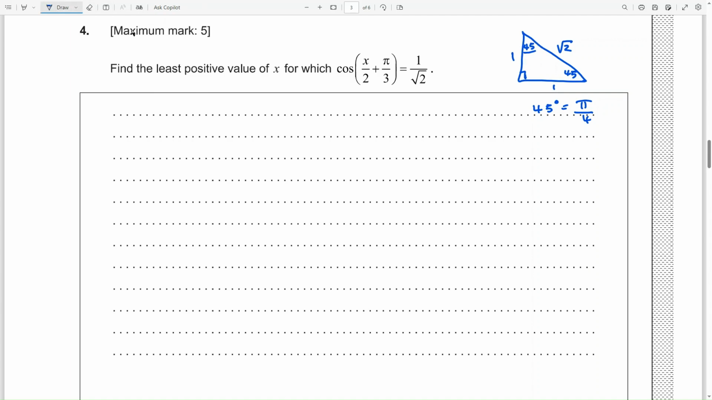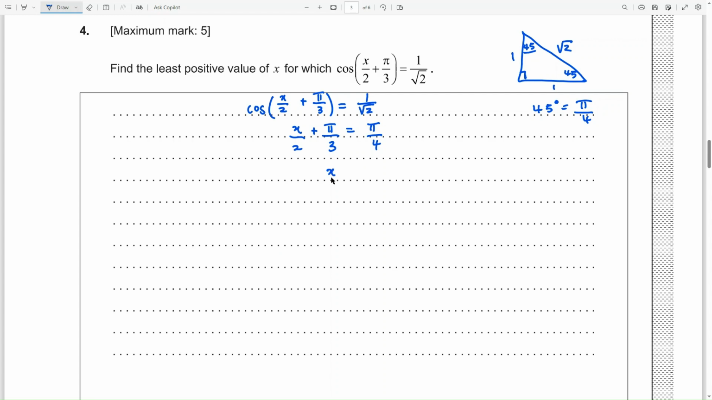Okay. So let's write that out in the equation. We want cos of x over 2 plus pi over 3 to equal 1 over root 2. And in order for that to happen, x over 2 plus pi over 3 needs to be equal to 45 degrees. Right? We can solve this like a normal equation.